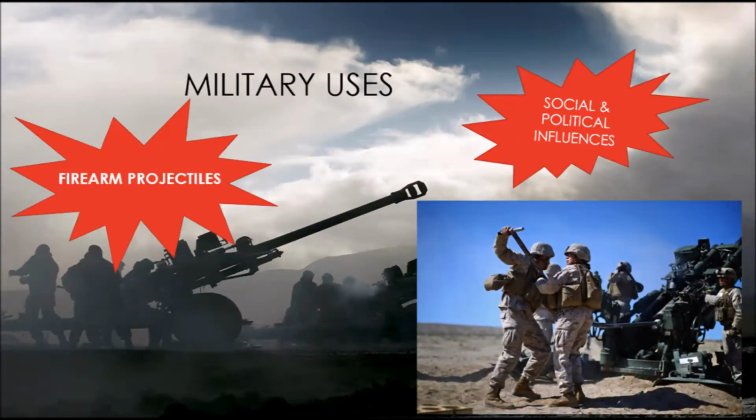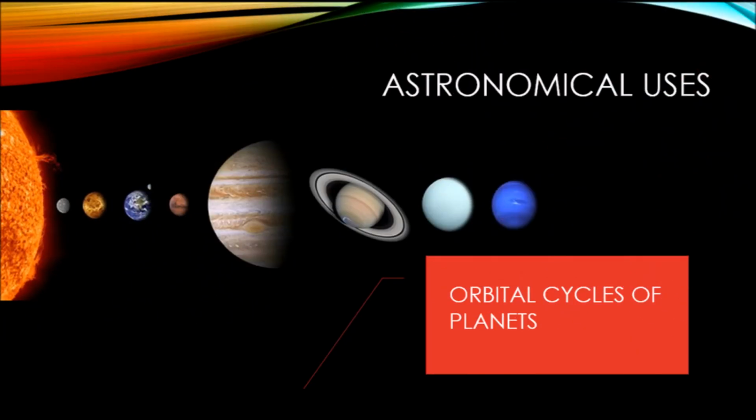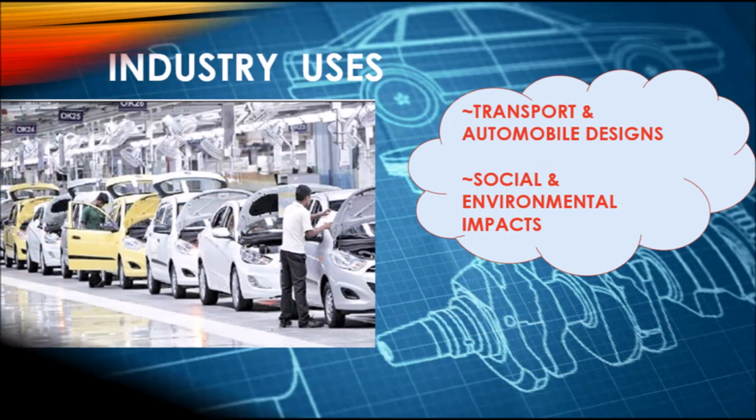Military uses. Using the quadratic equation, we're able to find firearm projectiles and landings. It is also possible to locate where artillery shells hit the ground. Evidently, this has social and political influences. Astronomical uses. The orbital cycles of planets were initially calculated using the quadratic equation to determine their orbit as elliptical as opposed to circular.